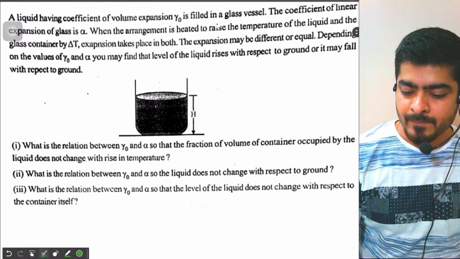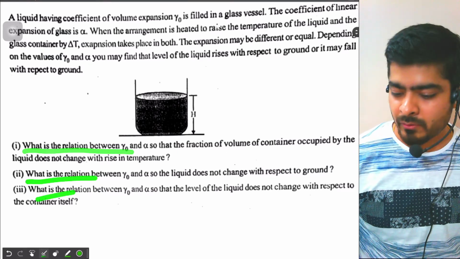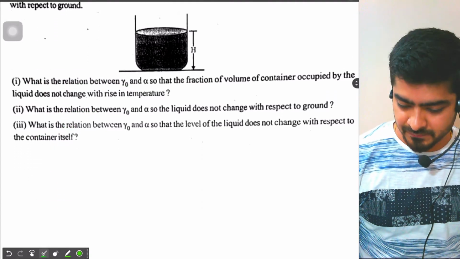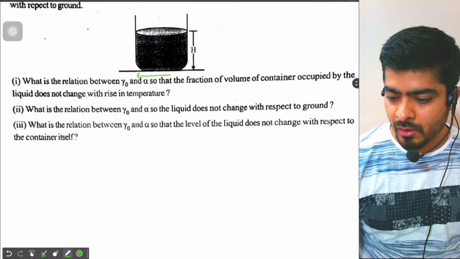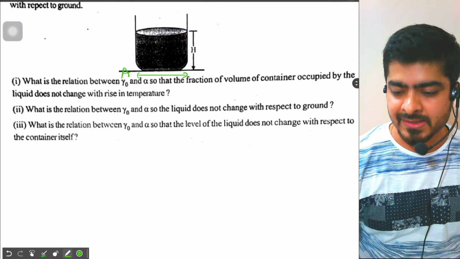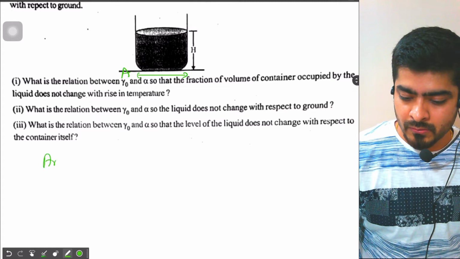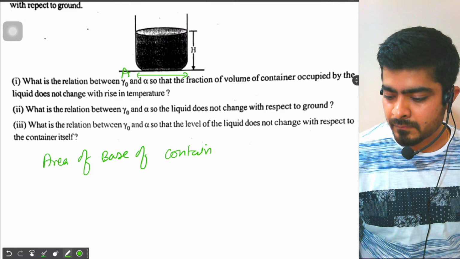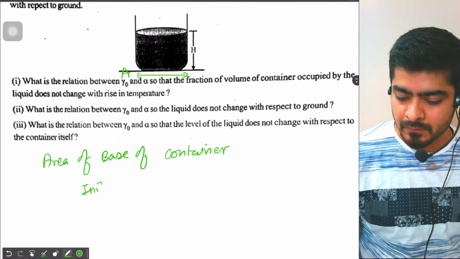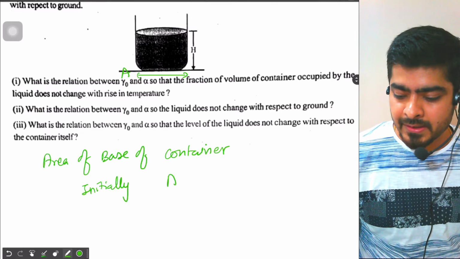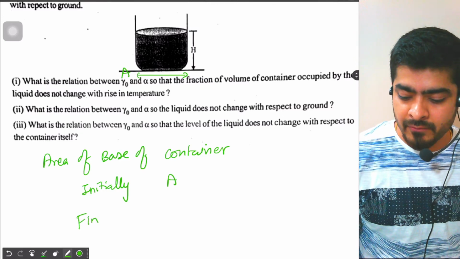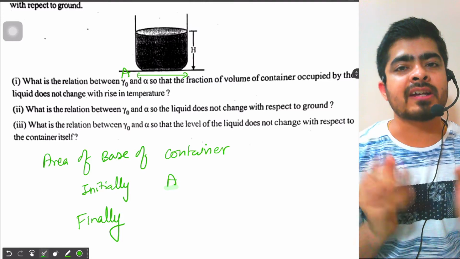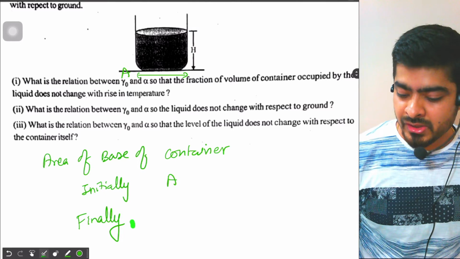So the question is asking, there are three different questions given. We have to solve them one by one. So first of all, let's look at some basics. The area of the base of the container is, let's say, A. So area of base of container initially is equal to A, and finally when the temperature changes the area of the base will change because the glass container is expanding. Now how will the area change?